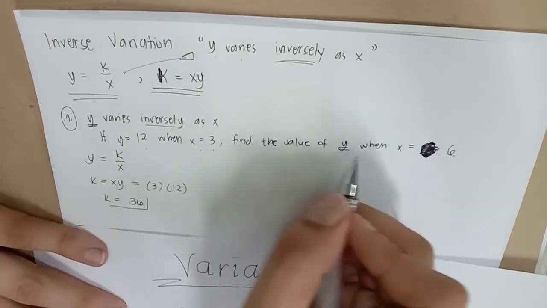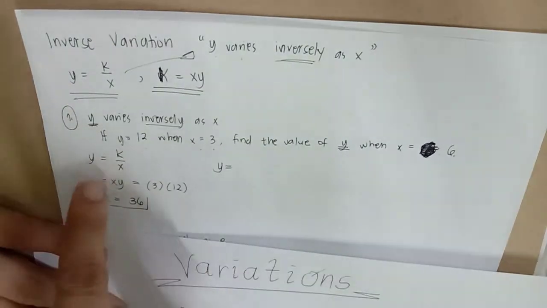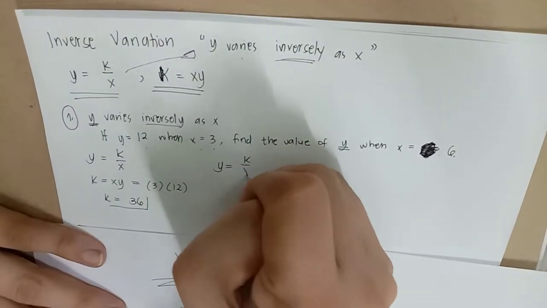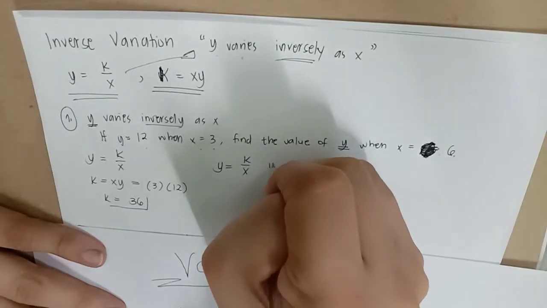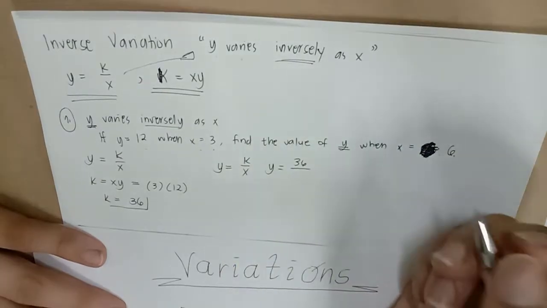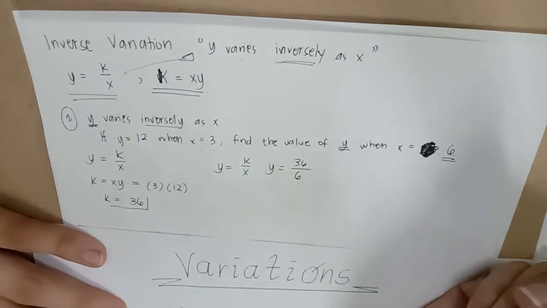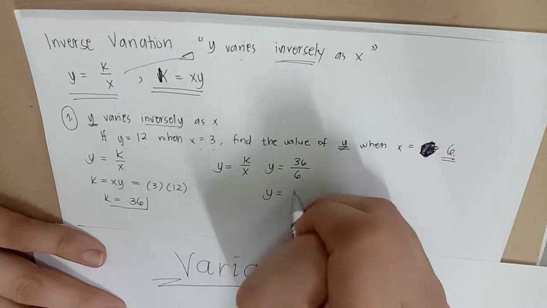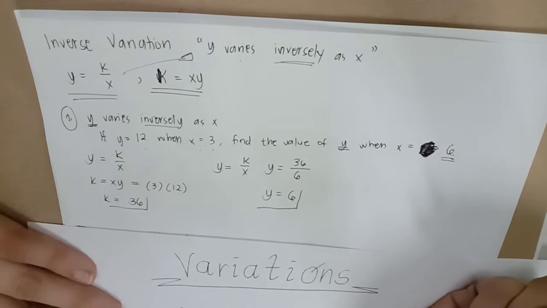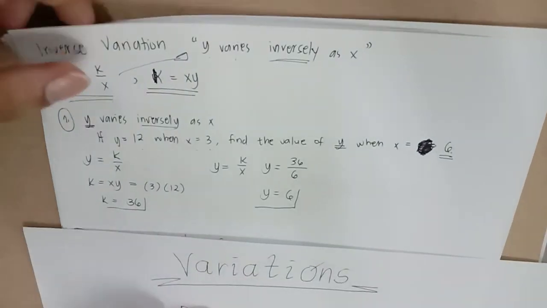Next, find the value of y when x is 6. Substitute lang po natin. Y is equals to k over x. So, y is equals to, ang k po natin is 36 divided by 6. So, y is 6. So, ganyan po yung pagkuha naman kay inverse variation when y is missing. Alright? So, next, another example.